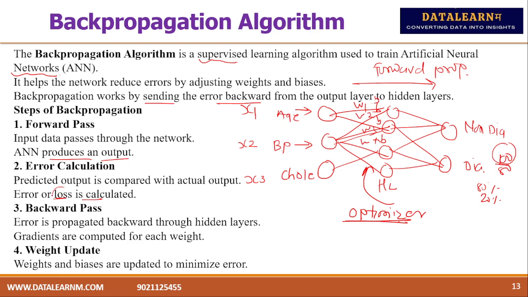Sometimes it is called the loss, sometimes it is called the error. Please keep in mind, error and loss are similar terms. Error is propagated backward through the hidden layer and gradients are computed for each weight. Gradient means how much error is there. So that calculation is there and new weights and bias are updated to minimize the error.